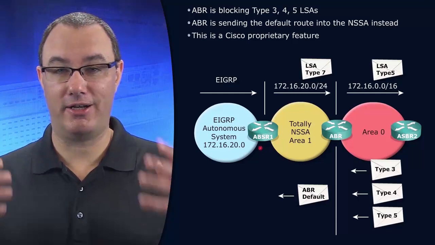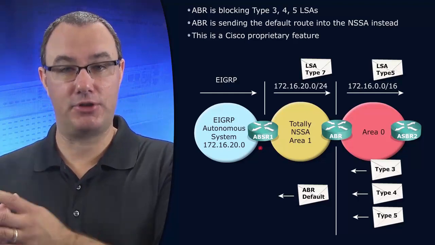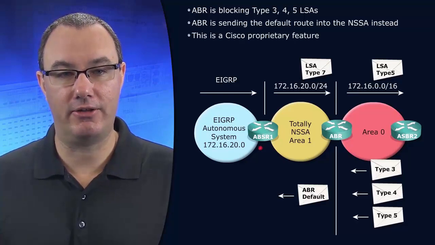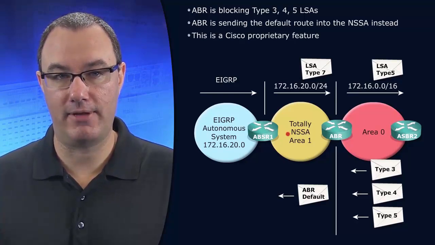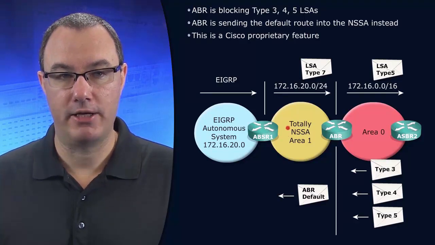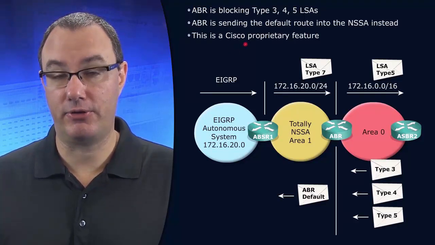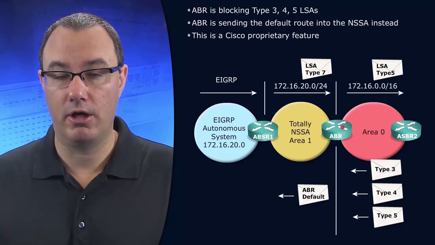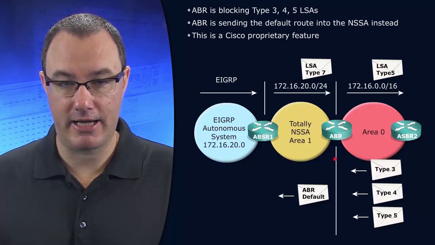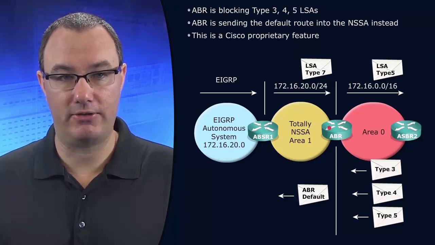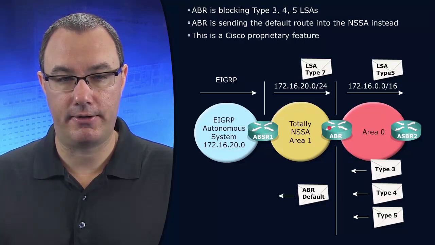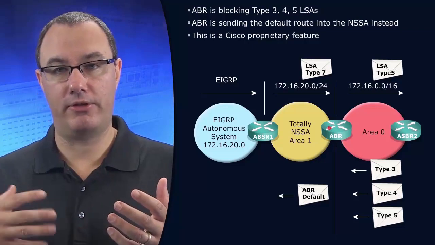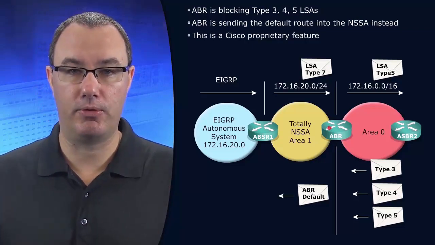What we can do is we can take the benefits of a totally stubby area and smush that together with an NSSA. How do we do that? Well, we have to make sure that we are running Cisco gear, specifically Cisco gear on the area border router of the totally NSSA, and that is what will filter your type 3 LSAs. But really, all this is a combination of the NSSA with some extra filtering on the area border router.